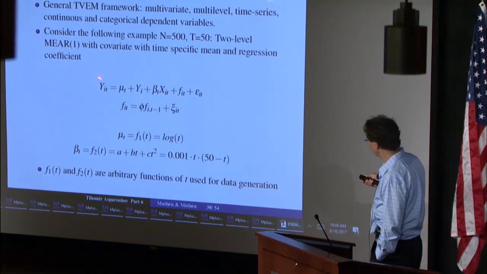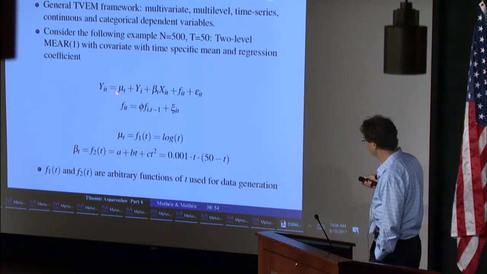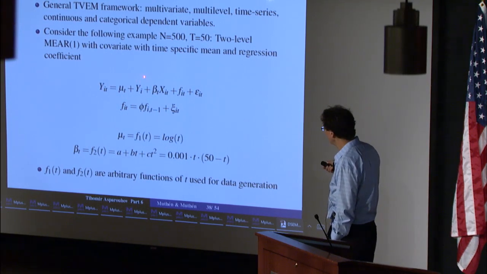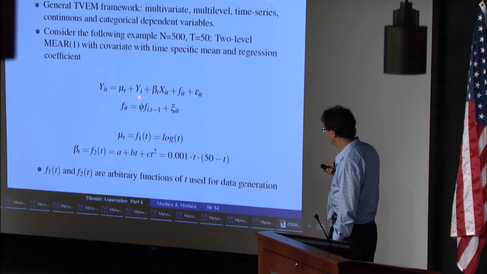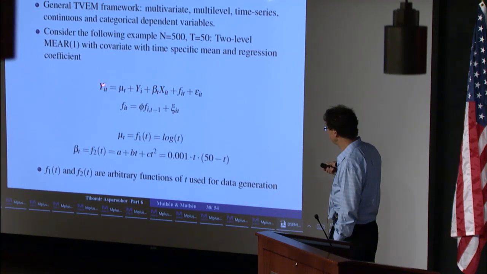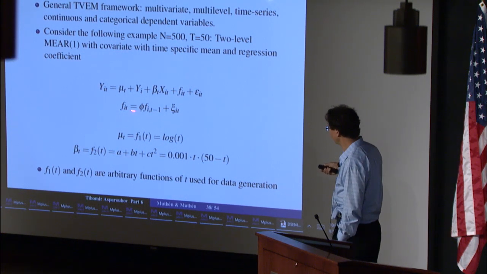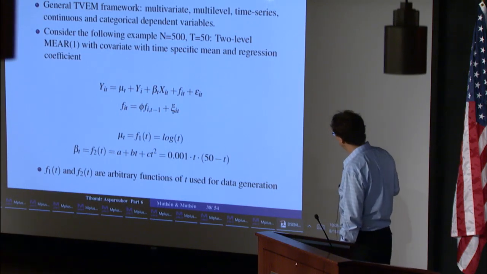So it's a two-level model. We've got the time-specific contribution to the mean, mu_t, and then we've got the subject-specific contribution to the mean. And then we have a regression coefficient for our covariate, and that changes across time. So it's beta_t. And then we have a factor that's measured by this single indicator, and the factor is going to have an autoregressive equation.